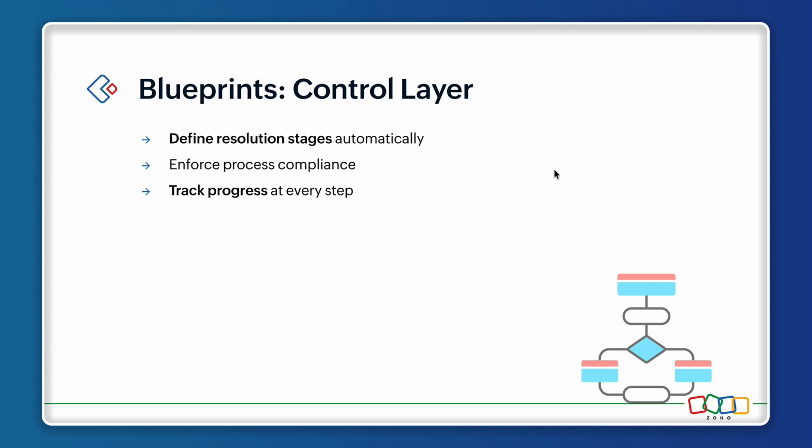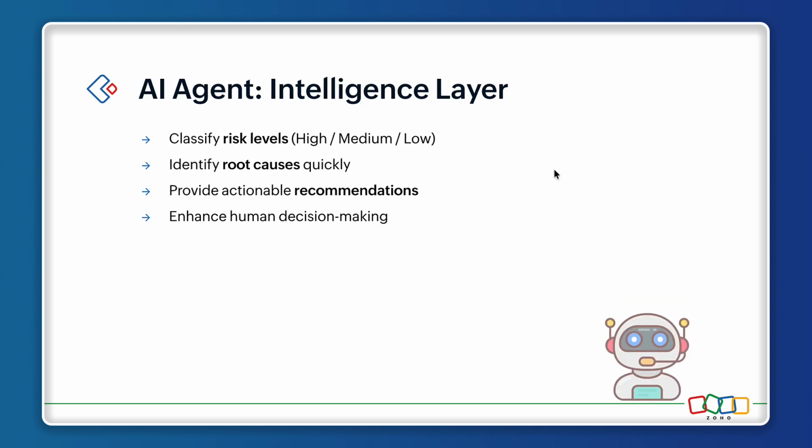So that's why we are using the blueprint as the control layer for the smart incident management model that we are going to build. And finally, we have the AI agent, which acts as an intelligence layer. It automatically helps us classify the risk level of the exception that has been created by the scheduler. It identifies the root cause and also provides actionable recommendations to the person who will be taking care of the resolution process. Basically, it enhances human decision making in order to find the resolution for the exception that has been created.